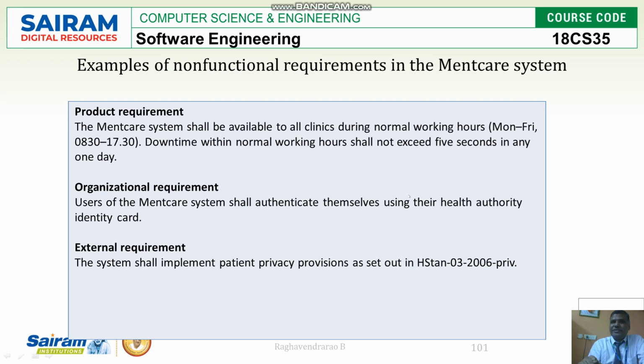What are organizational requirements? Users of the event case system shall authenticate themselves using their health authority identity card. Means if you belong to that particular organization, you should have the ID cards. You are the authorized person for the treatment. You are the doctor, you are the nurse. So like that, the ID card has to be authenticated. Everybody cannot go there and say that they are going to use the system. You cannot. So authentication must be there from the organizational requirements.